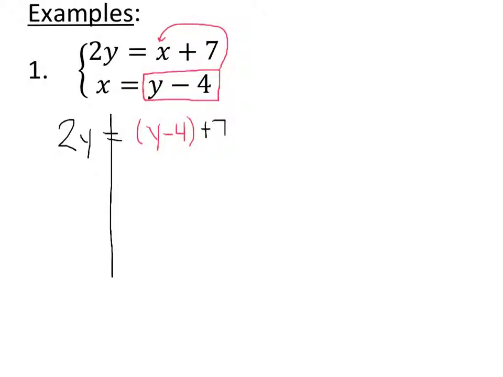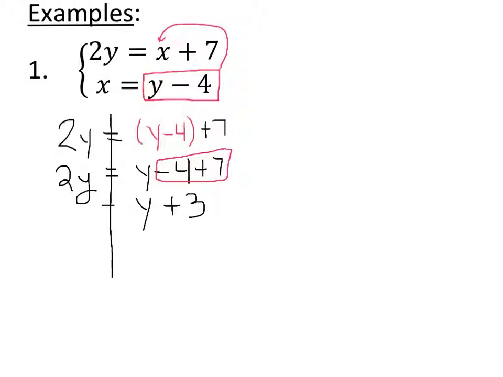When we solve for y, we first look to see if there's the distributive property. You'll notice there's nothing in front of the parentheses here, so we will just write 2y equals y minus 4 plus 7. Then the next step says that we need to combine like terms. We have a negative 4 plus 7, so negative 4 plus 7 will give us a positive 3. Then just bring down this y and bring down this 2y.